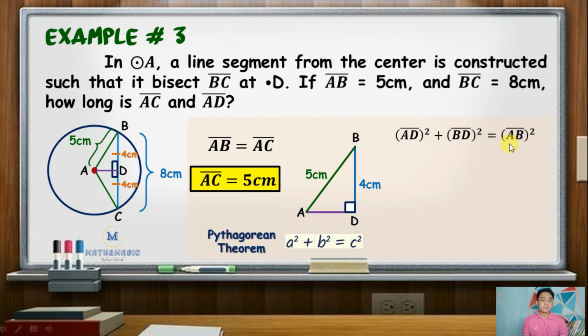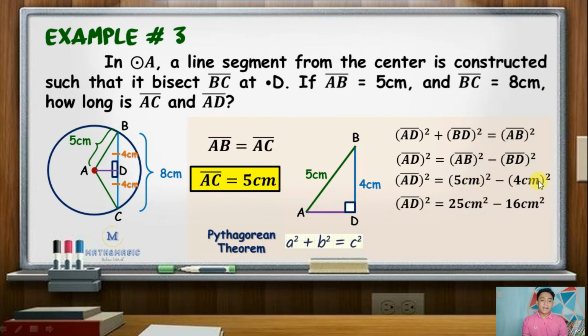Here we will transpose the square of segment BD to the right side. It will be negative. Substituting the values, the square of AD will be equal to 5 squared minus 4 squared. The square of 5 is 25 minus the square of 4 or 16. The difference is equal to 9. Getting the square root of both sides, line segment AD will be equal to square root of 9 or simply equal to 3. Hence, segment AD is 3 centimeters.